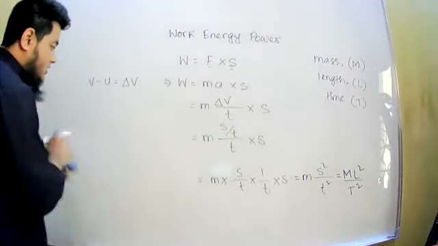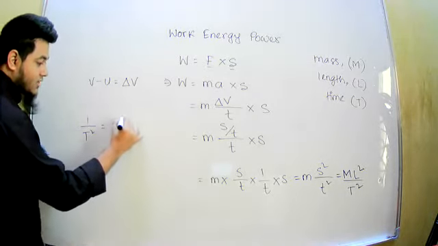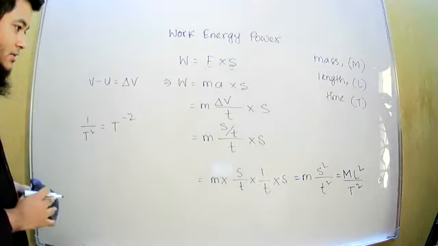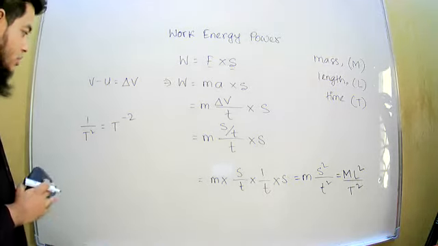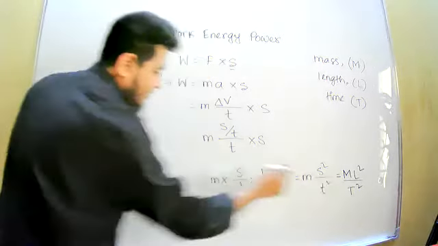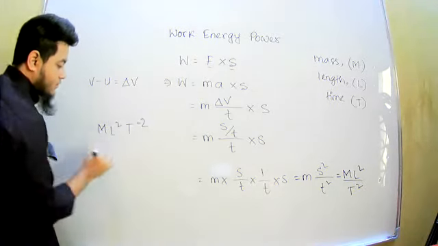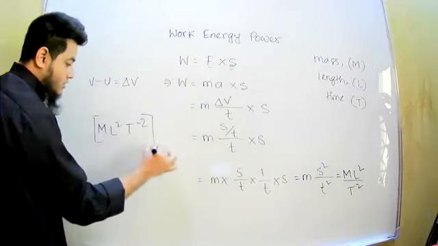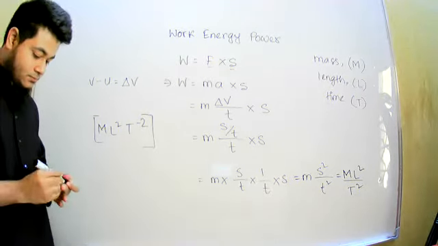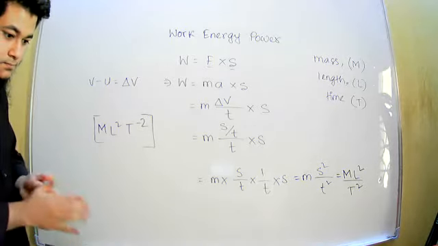But we know that we can write this 1 by T square as T inverse 2. This one you already know, right? Because we learned this while we were studying motion. So according to that, this can be written as M L square T inverse 2, and you have to put it in a third bracket. This is the dimension of work.